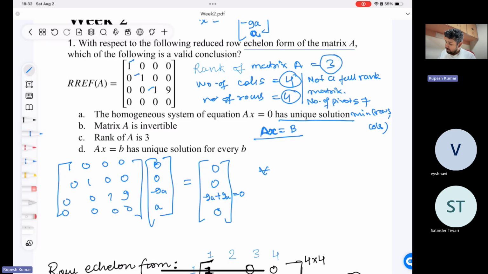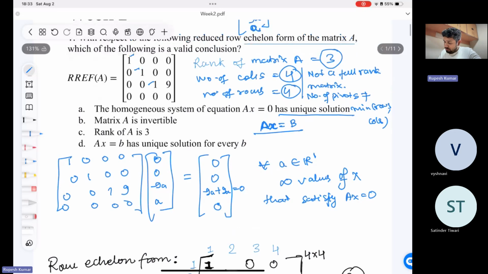Now for all possible values of a in the set of real numbers, there are infinitely many values of x that satisfy Ax equals 0, right? So it does not have a unique solution. So this is wrong. Matrix A is invertible.